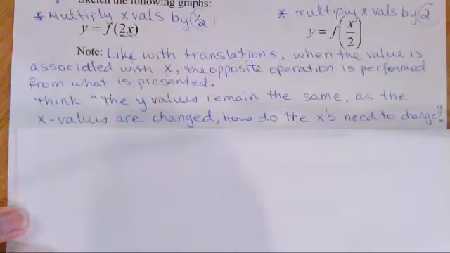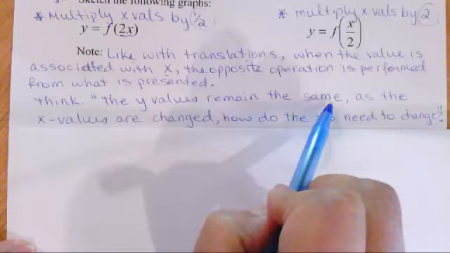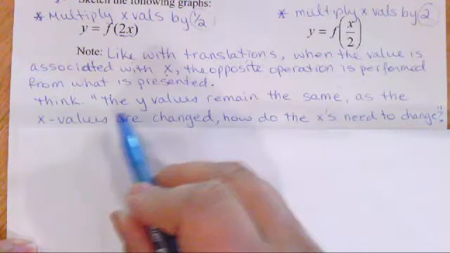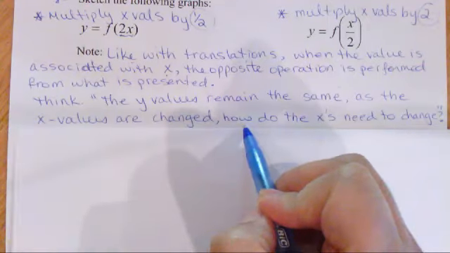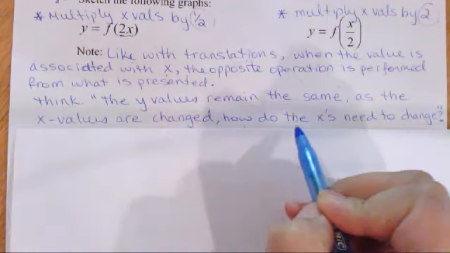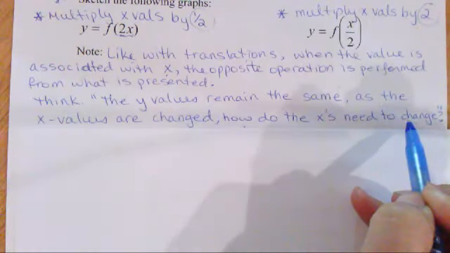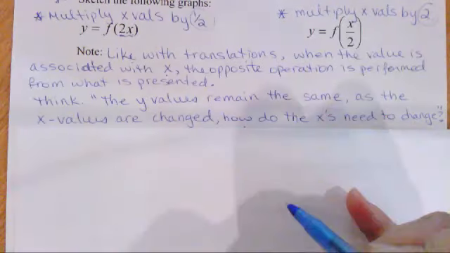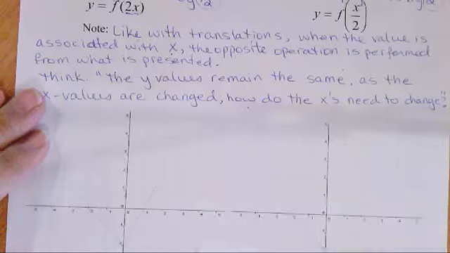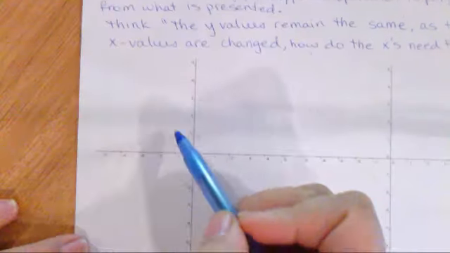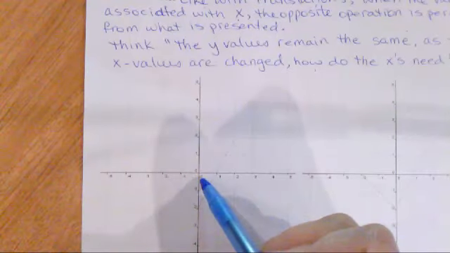Now, I like thinking of it this way. The y values are going to stay the same. There's no change on the y values, but the x values are changed somehow. And in order for our y values to stay exactly the same, how does our x value need to change in order to compensate? Okay, so if you set up a table of values and have a look at that, you'll notice that. Okay, so for the first example, we're going to do y equals f of 2x over here.